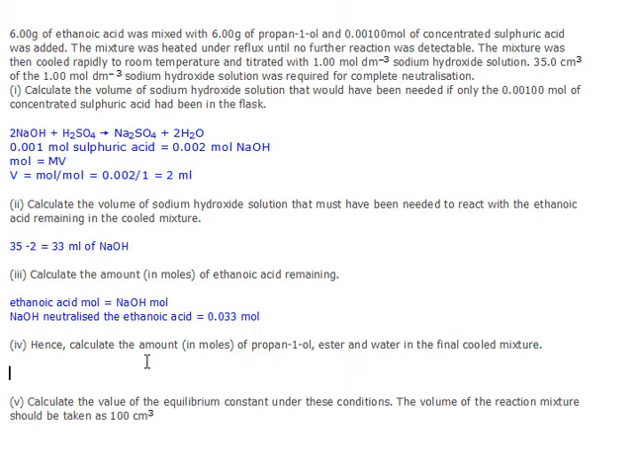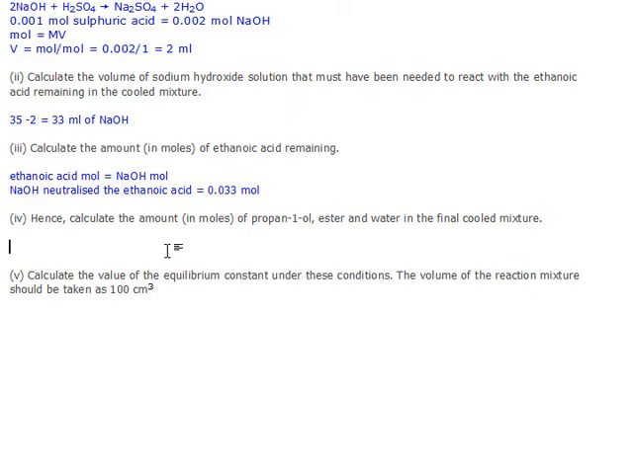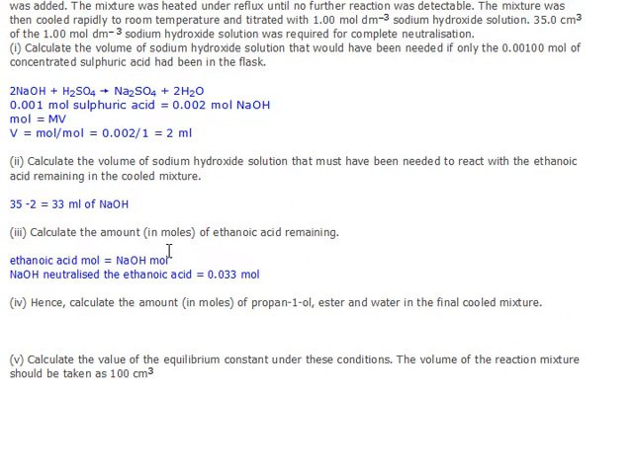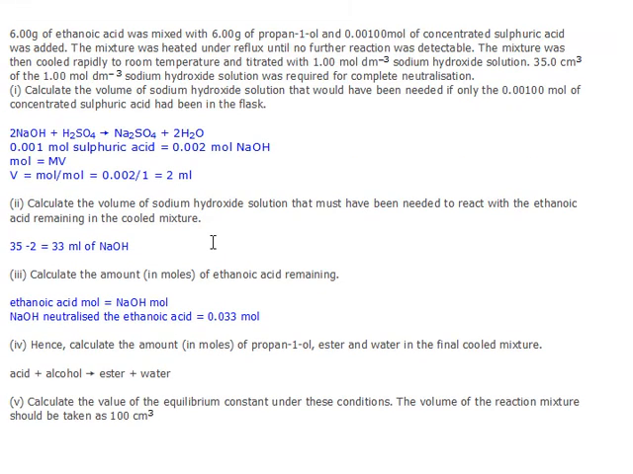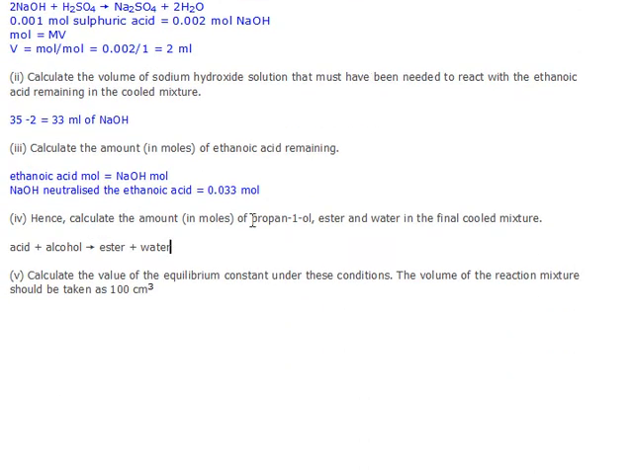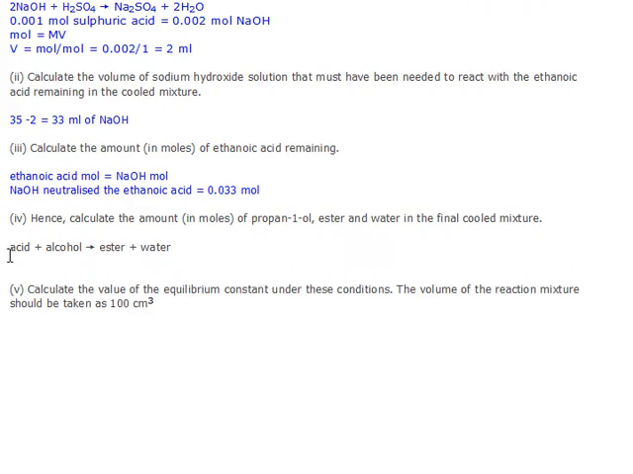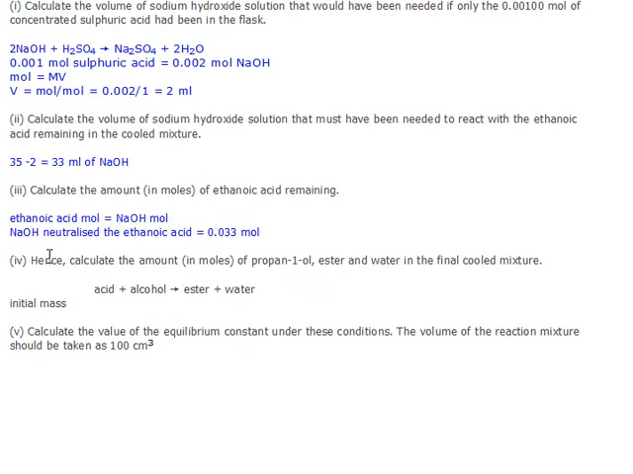Hence calculate the amount in moles of propan-1-ol, ester and water in the final cooled mixture. Well, we've got here acid plus alcohol equals ester plus water. What was mixed together? 6 grams of ethanoic acid, 6 grams of propan-1-ol, and that amount of concentrated sulfuric acid. So, initial mass: from the acid, there was 6 grams; from the alcohol, there was 6 grams, and of course there was nothing from the ester and nothing from the water.